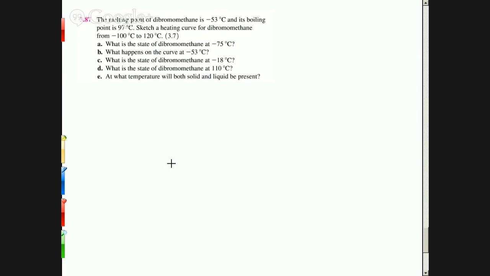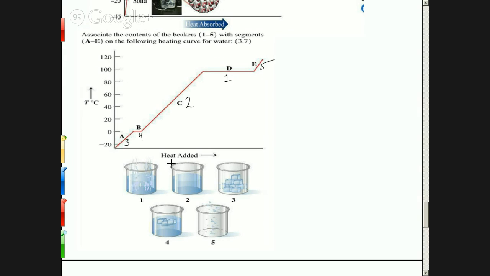Okay. Take a couple minutes and give it a try. So you're going to draw the axes, maybe go back and look at what a heating curve looks like. In this case, we're going from minus 100 degrees C to 120, so you can label your units accordingly. And then see what you come up with. When you think you've got one drawn, turn to the people around you and see how yours looks compared to theirs.